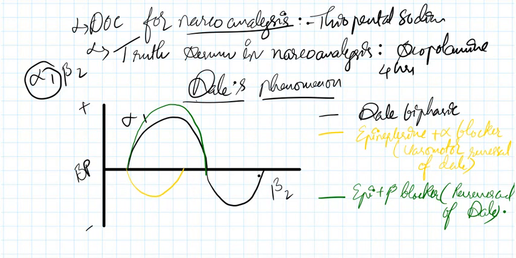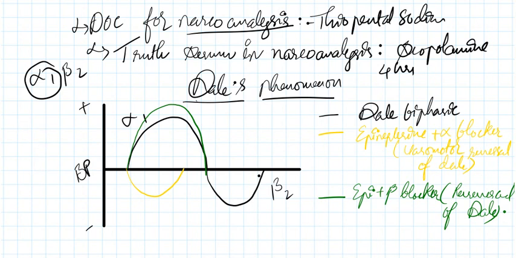can anyone tell me some examples of alpha blocker? It's very easy. Prazosin, terazosin, doxazosin, tamsulosin. These are all alpha blockers, right? But what happens if epinephrine is given with alpha blocker?